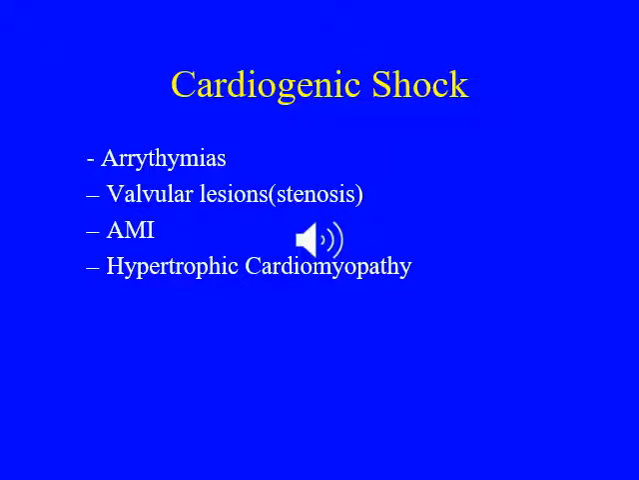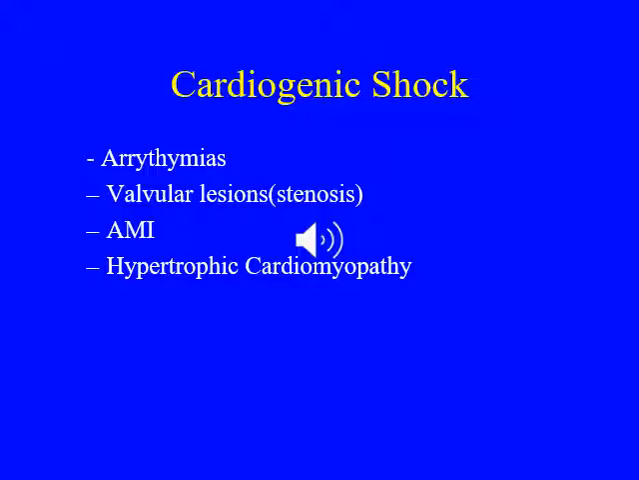As we said, in cardiogenic shock, it's caused by the inability of the heart to pump a sufficient amount of blood to the tissues. And the cause of this shock can be, number one, arrhythmias like ventricular fibrillation or pulseless ventricular tachycardia.